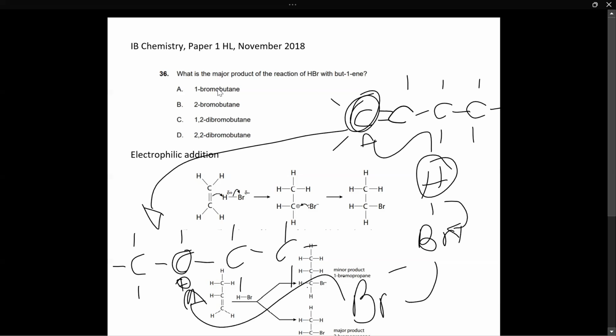If hydrogen chose to disobey the law and attach itself to carbon number 2, then bromine would go and attach itself to carbon number 1. But they're asking for the major product, where hydrogen follows the rules and attaches to carbon number 1, and bromine also follows the rules and attaches to carbon number 2. So the correct answer is 2-bromobutane.